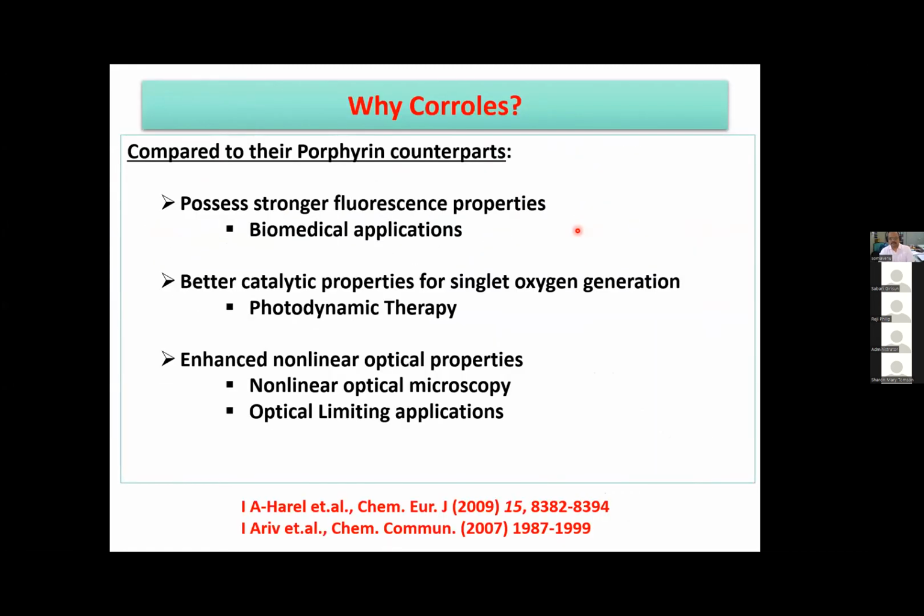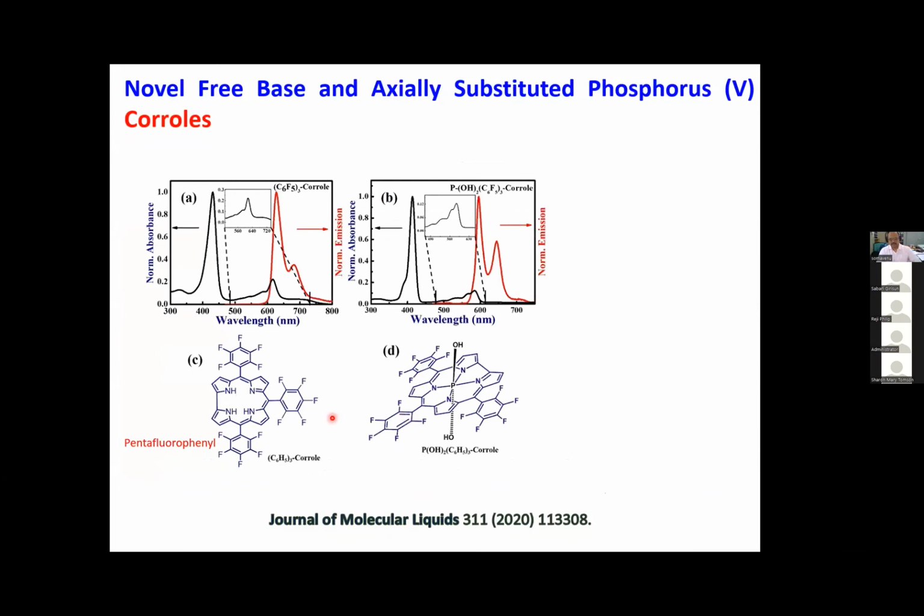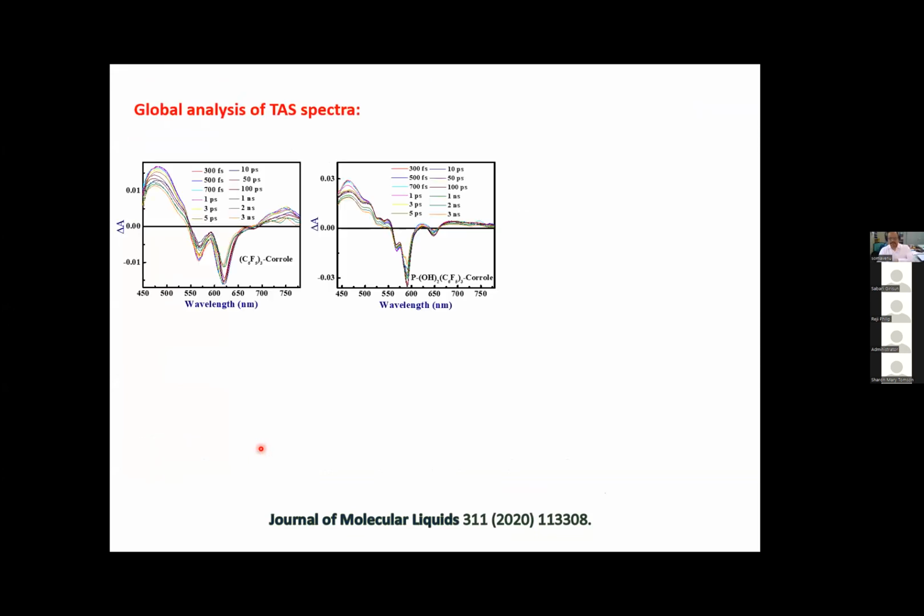I'll skip this part. There are another set of molecules called corals. They are slightly better compared to the porphyrins because they have stronger fluorescence, therefore they are used in biomedical applications. They have better catalytic properties and therefore they can be used for what we call photodynamic therapy. All these molecules are very good for photodynamic therapy. And they can also be used for microscopic applications and optical limiting applications. These are the two sets of corals we did, one with the phosphorus and one with the free base. I'll skip the structure part.